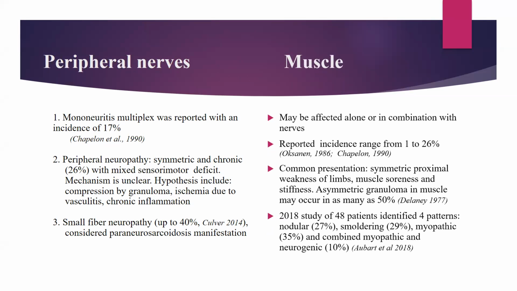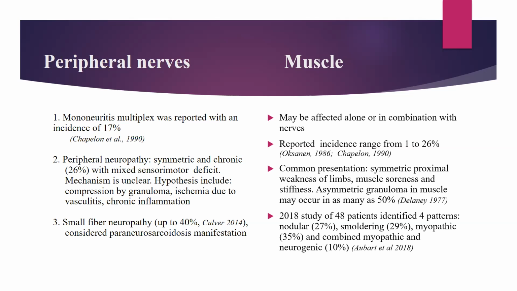Muscle can also be affected, and sometimes it's a combination of muscle and nerve. Muscle affected by sarcoidosis, again, somewhere between 10 to 20%. The common presentation is with myalgia, weakness of the limbs, and could be a symmetric or asymmetric presentation.